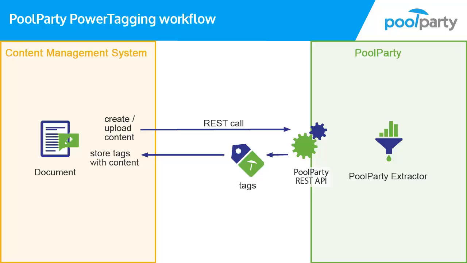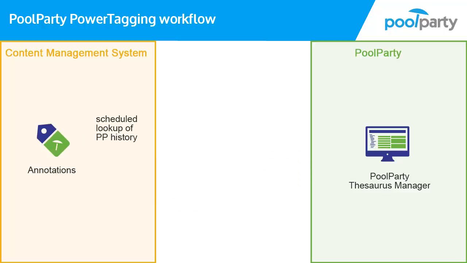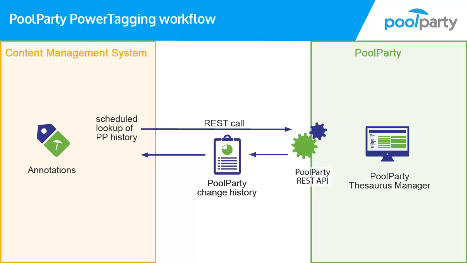Optionally, you can include a manual review step of the tags. Here, a user can review the tags that the PoolParty extractor suggests for the text. The user could delete suggested tags or add additional tags. These tags are then stored together with the content in your content management system and can be used for applications such as semantic search. Some thought should also go into the synchronization of your content management system and your PoolParty taxonomy to ensure that your tags stay up to date.